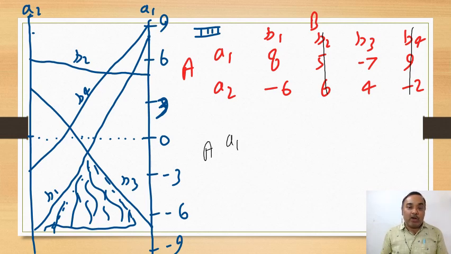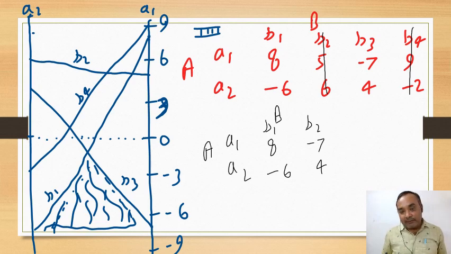That means now my problem will become 2 by 2 in the form of 8, minus 6, minus 7, 4. Now we can apply formula and solve it. How to apply formula? This will become x, this will become 1 minus x, this will become y, this will become 1 minus y, then we will apply the formula.